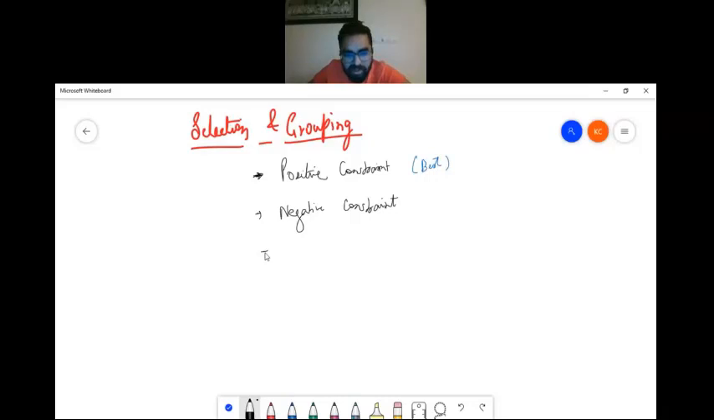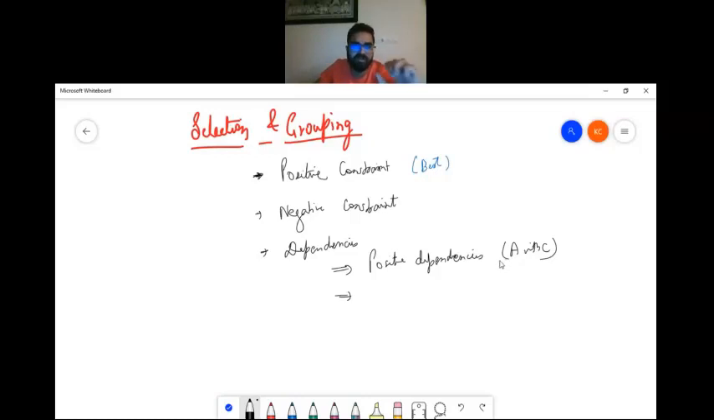Then the third thing we have is dependencies. Dependencies again can be positive or negative. Positive means A will go along with B, something of that sort. So A with B, A with C, A and C will go together. We have to think about the size of the groups and try to fit it. Negative dependencies: B not with D. We have to make sure that they stay in different groups. So that is what dependencies mean.